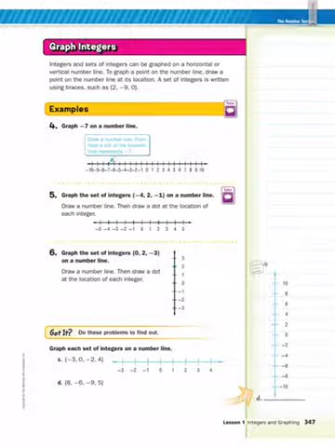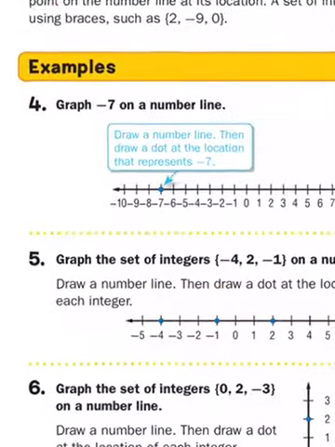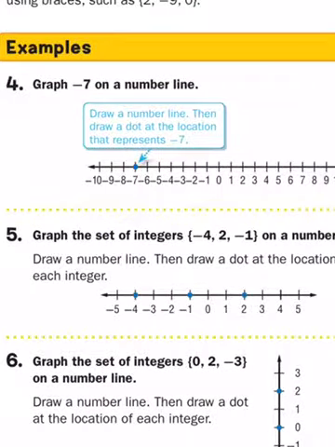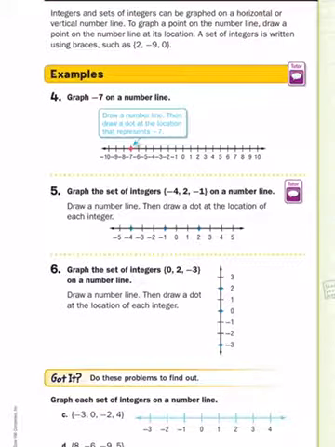All right, so on the next page, I actually think this is the easier part of the lesson because you're just graphing numbers on a number line. All right, and in examples 4, 5, and 6, they have the number lines drawn for you. So in example 7, it says graph -7 on a number line. Well, this is all you do. You find -7 on a number line and you put a dot on it. Pretty crazy, huh?